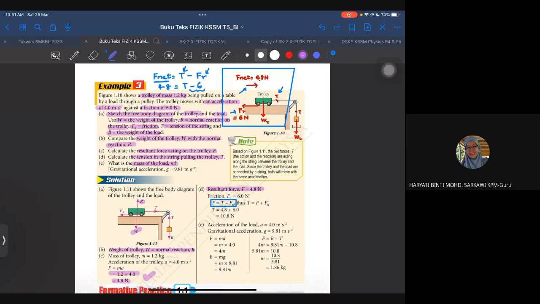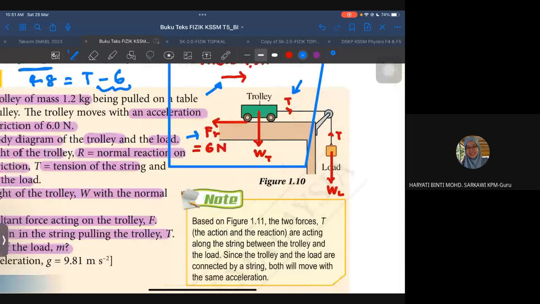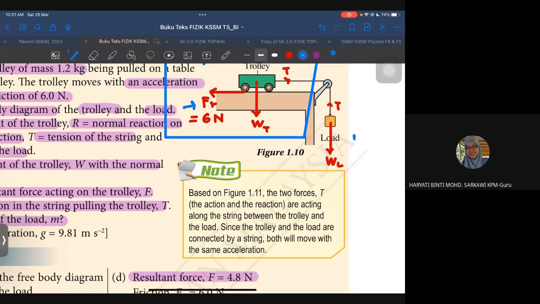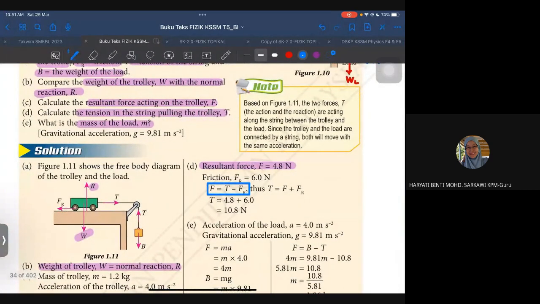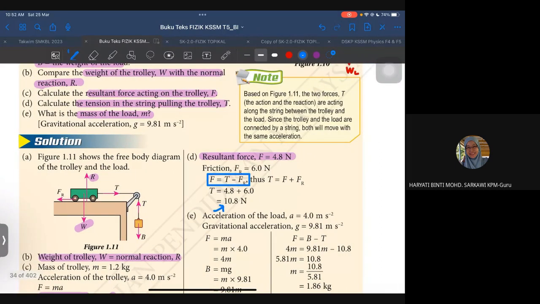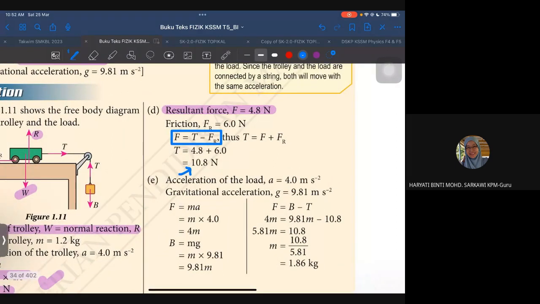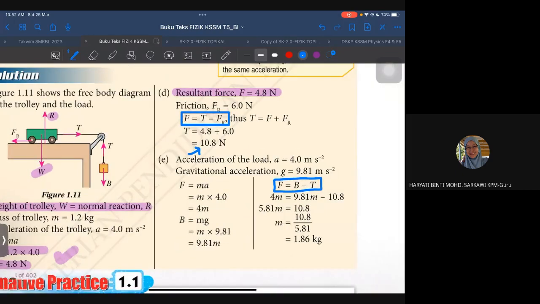What is the mass of the lot? Where is the lot? Here. This one. This is the lot. So the symbol for the mass of the lot will be M. This is unknown. But you already know what is T, right? So there are a few methods. See here. So we need to have this equation. But how? But here.